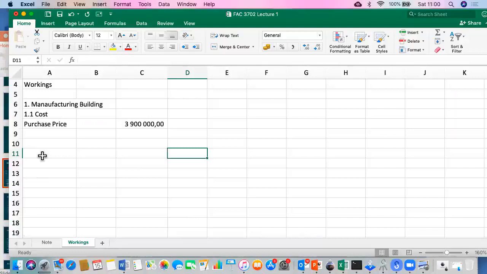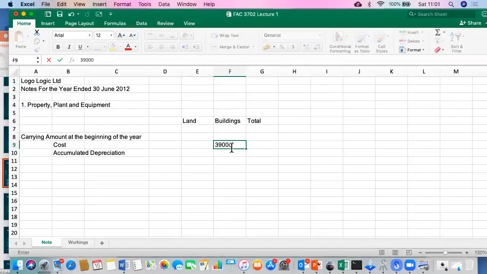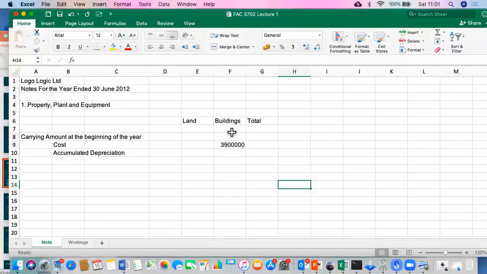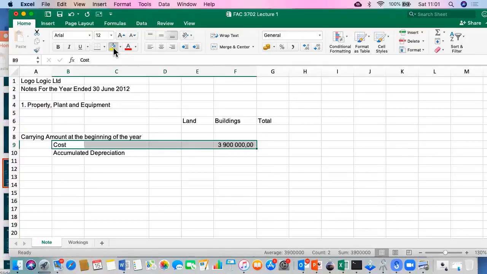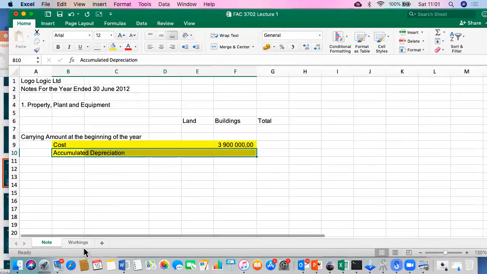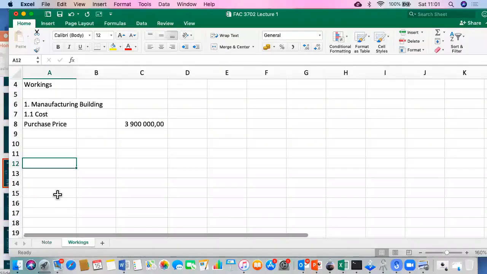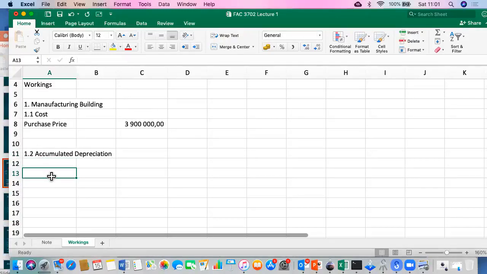Then the second working that we have to do, so that's our cost, and our cost will go in here. $3.9 million. Happy with that. The next amount that we have to calculate, so we've calculated our cost. The next amount that we have to calculate will be our accumulated depreciation. So you see, we've got a working for cost. Now we do a working for accumulated depreciation. Obviously, in an exam, you'll be writing this out. So how do we calculate accumulated depreciation?